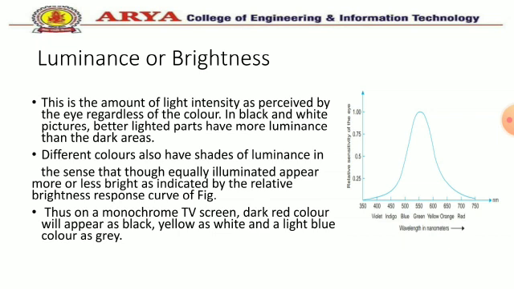Thus on a monochrome TV screen, dark red color will appear as black, yellow as white, and light blue color as gray. So we can see in the figure the wavelength of different colors versus the sensitivity of the eye. We can observe that the sensitivity to green color is maximum as compared to other colors.